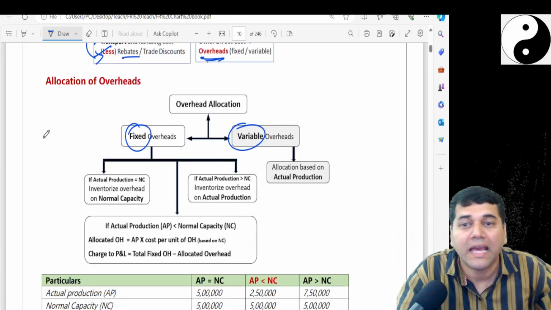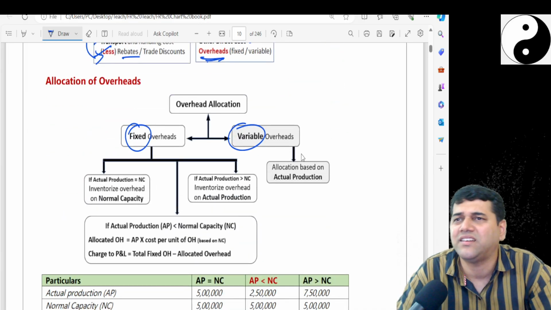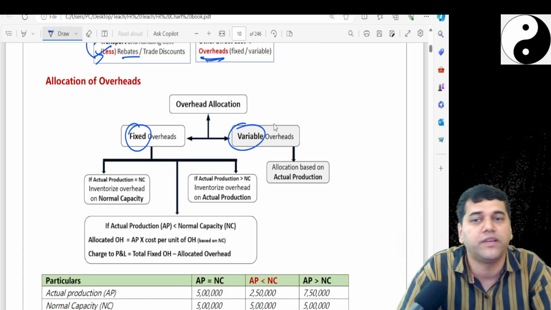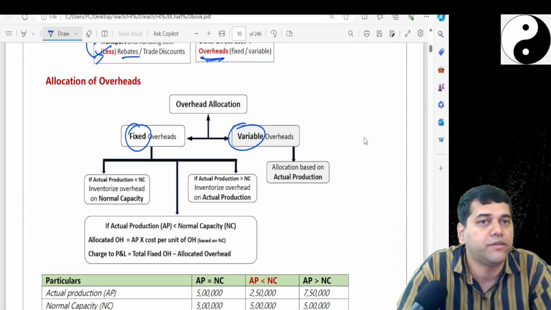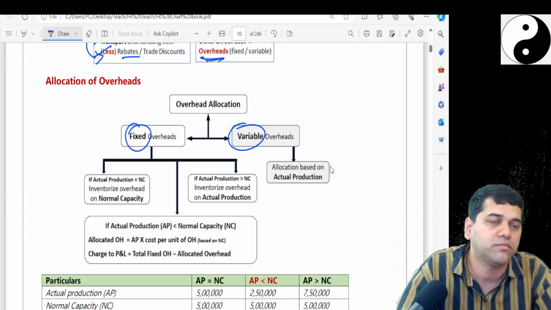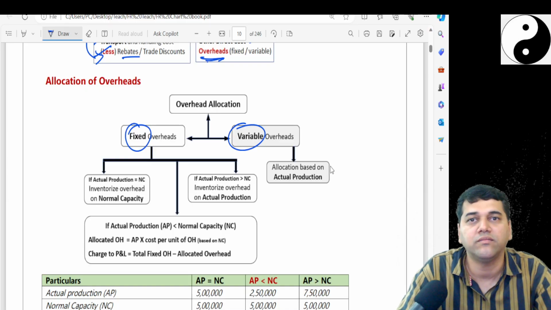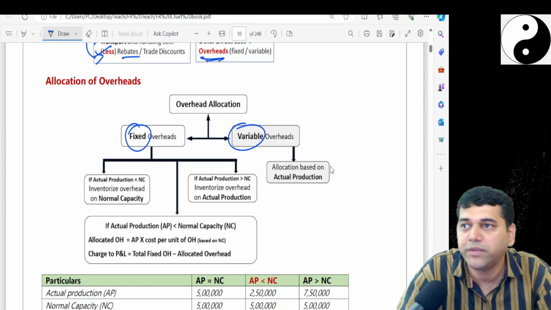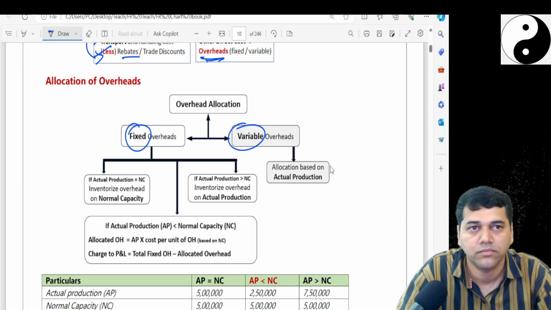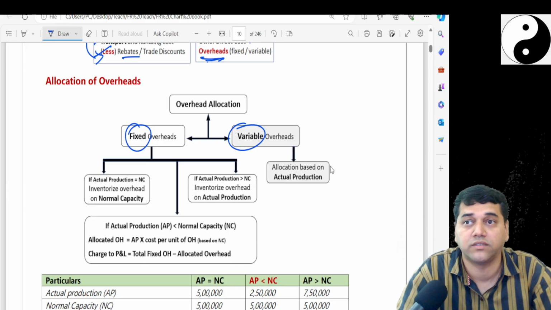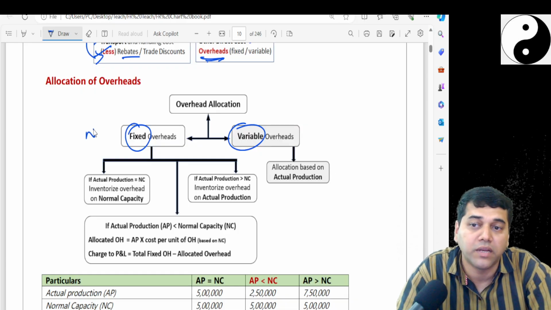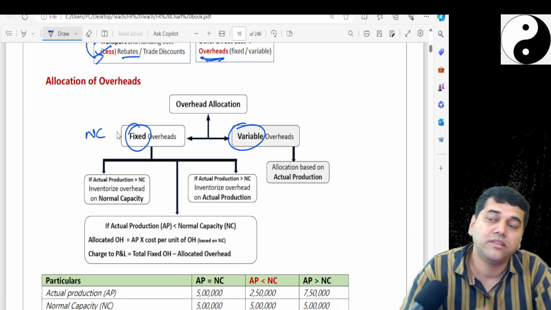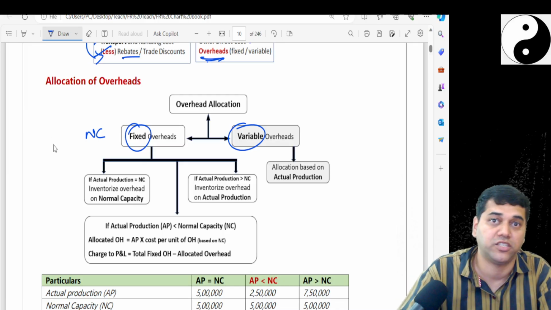Now, what do you mean by allocation? How to allocate? See, there is absolutely no confusion when it comes to allocation of the variable overheads. How do you allocate variable overheads? Production. If I don't produce, I don't incur. So allocate it based on the production. How to allocate the fixed overheads? Now comes a problem, and that's called normal capacity.